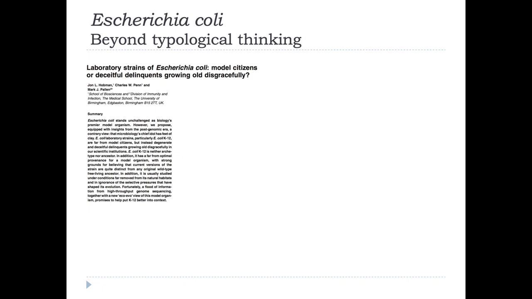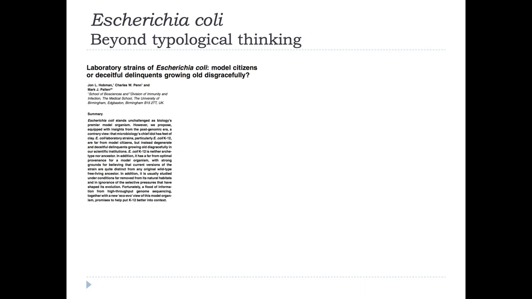This is one of those points that Herschel was making, that it's very easy to fall into typological thinking: I'm working on the type of the whole, this illustrates everything, when in fact you're just working on one small example. A few years ago, I got so cross about this way of thinking that I wrote a piece for the journal Molecular Microbiology, where we asked: are these laboratory strains really model citizens, or should we be seeing them as deceitful delinquents growing old disgracefully?